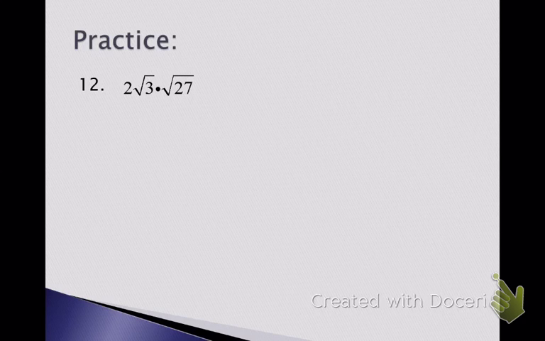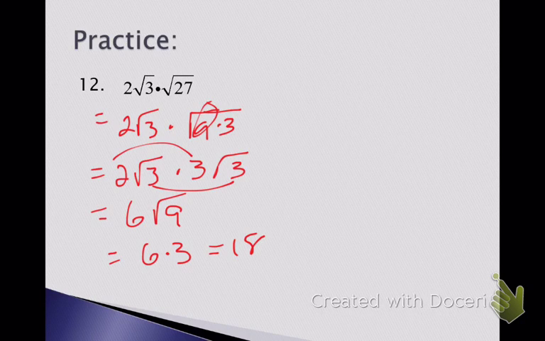Okay? All right, here's 12. Try another one on 12. Stop the video, start it back up, see if you're right. Okay, did you get 18? So 27 had a perfect square factor, which was 9. So we can rewrite 27 as 9 times 3. The square root of 9 is 3. So now you get 2 square root of 3 times 3 square root of 3. We multiply the outside numbers. 2 times 3 is 6. Multiply the inside numbers. 3 times 3 is 9. The square root of 9 is 3. So you get 6 times 3, which is 18.